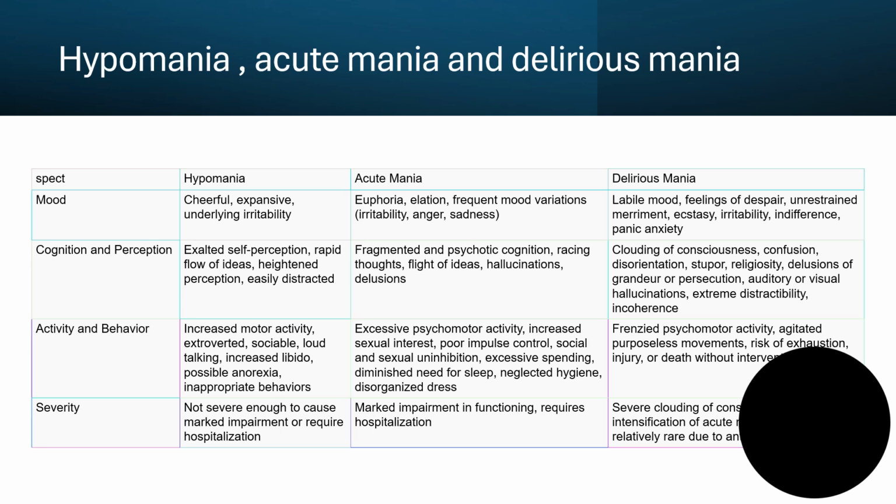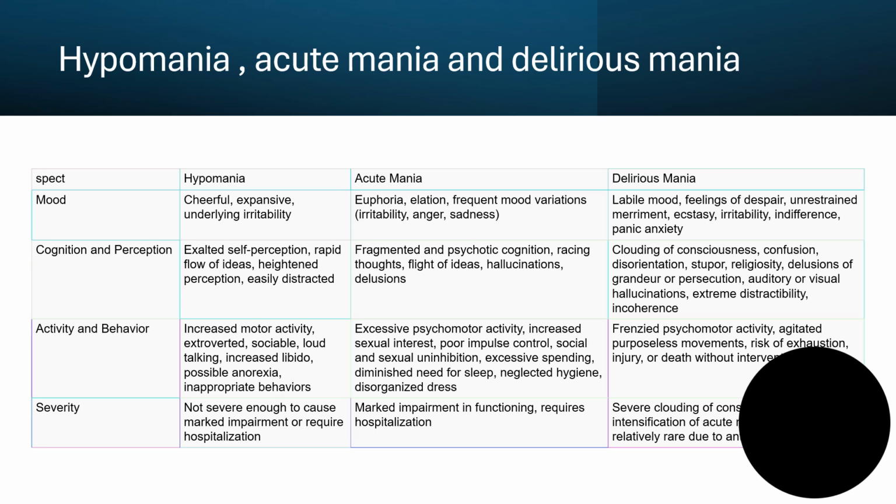Okay, now we'll go over the differences starting with the mood. In hypomania, the mood is very cheerful, expansive, but just remember they do have an underlying irritability. In acute mania, their mood is more expansive. They are elated, euphoric. You will see irritability, anger, and sadness. Delirious mania is more extreme compared to acute mania. They have a labile mood. Labile mood is when mood keeps changing from one expression to another, like they may be crying one time and then laughing another time. They have a feeling of despair and ecstasy, which is extreme happiness, but again they do have an underlying irritability.